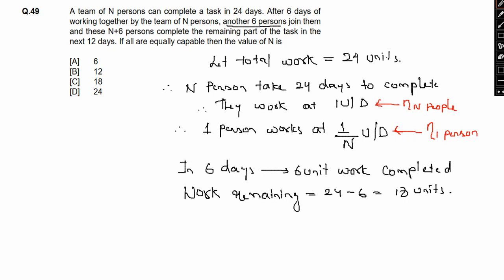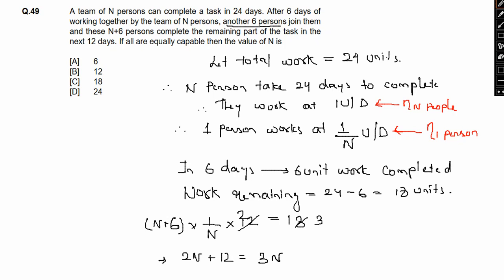Okay, so now these 18 units are to be done by n plus 6 people, each working at an efficiency of 1 by n unit per day, for 12 days. Okay, and they'll be doing 18 units of work. Sorry, 6 new people joined, so n plus 6. So 6 plus 12 equal to 3n, or n is 12, which is the answer.